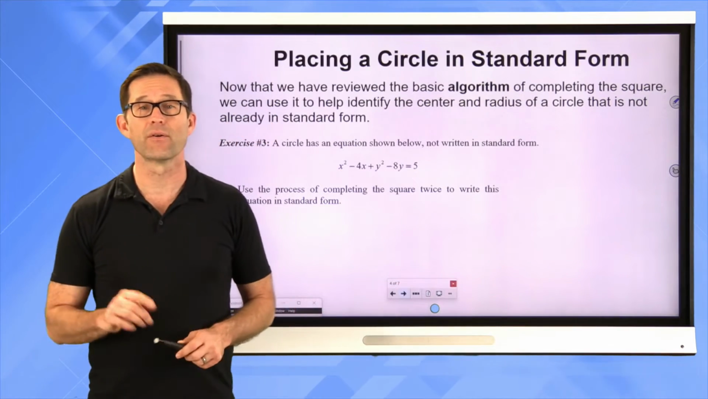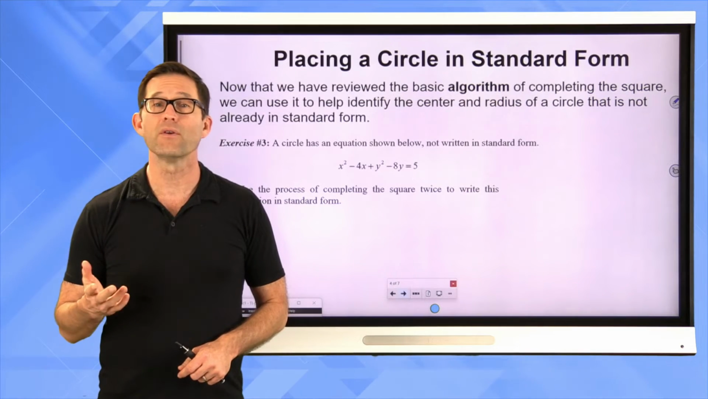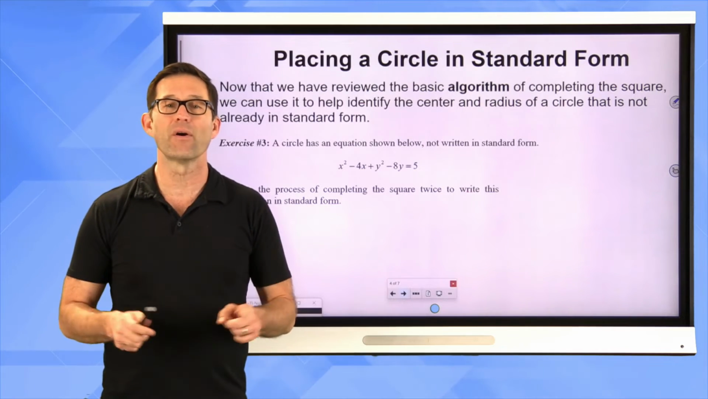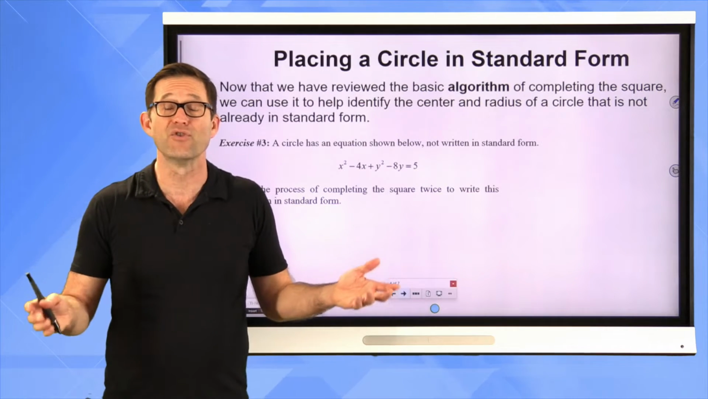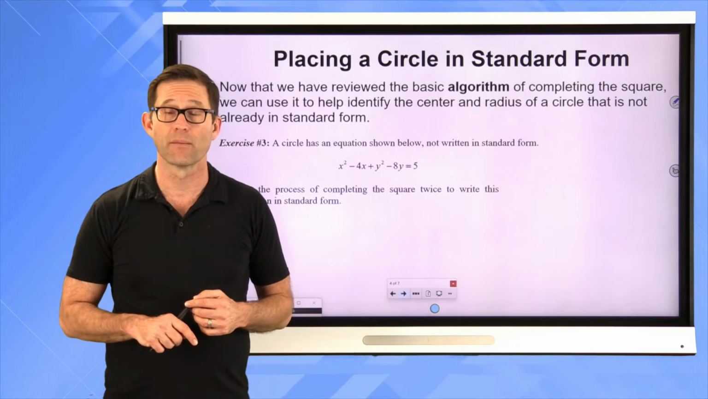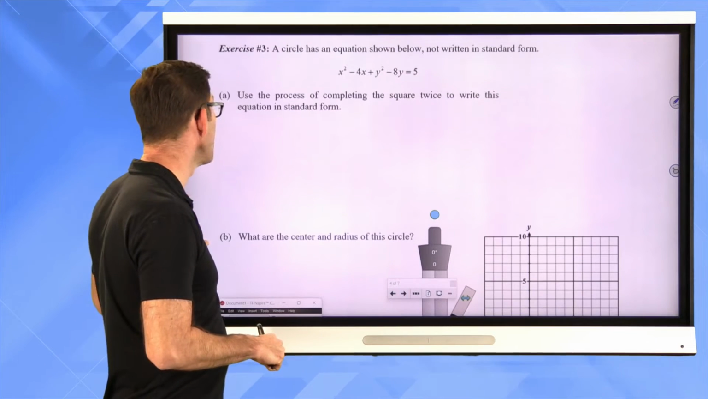Placing a circle in standard form. Now that we've reviewed the basic algorithm of completing the square, we can use it to help identify the center and the radius of a circle that is not already in standard form. So there's no need to do this if we have circles written in the way that they were in exercise number 1. But let's take a look at a circle that doesn't look like that.